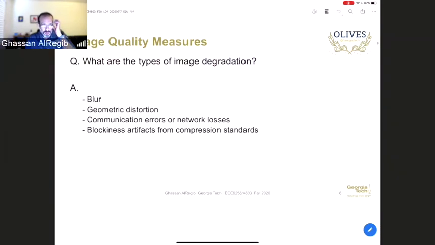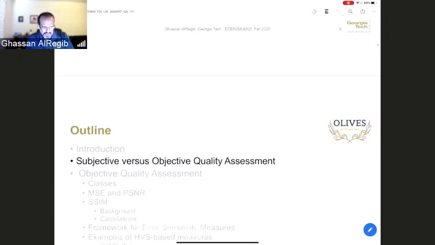If we become more specific in what we are really addressing in our discussion, what kind of degradation, what kind of processes. We are looking at blurring, geometric distortion, shrinking, zooming, applying some kind of a geometric transform, or networking losses when you are losing certain parts of the image or the video, or because of applying a compression algorithm with a high compression ratio, then you will have some kind of blockiness artifacts. And we'll talk about those once we talk about coding. So these are more specifically the degradation that we're addressing in this discussion.